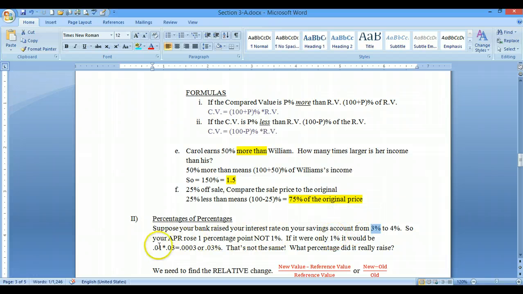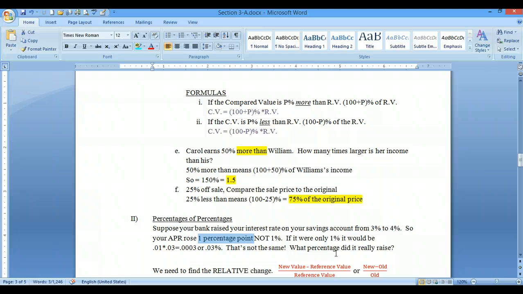1% is 0.01, so it'd be 0.01 times 0.03. Multiplying those together gives you 0.0003, or 0.03%. It's increased by 0.03% from 3% to 4%. It did not increase 1%. If I want to state that, I must say 1 percentage point.